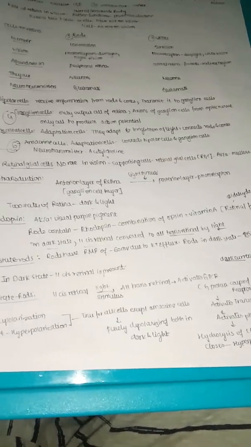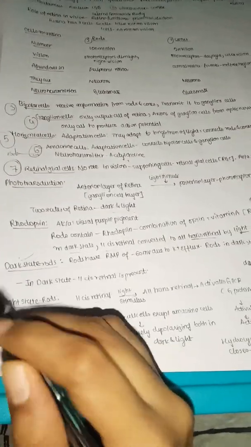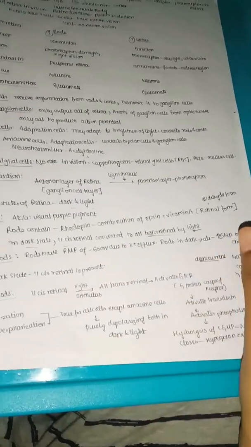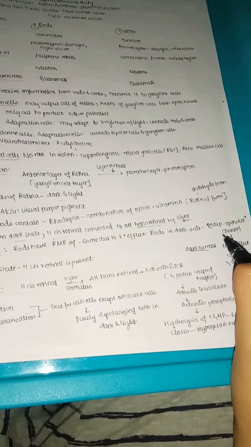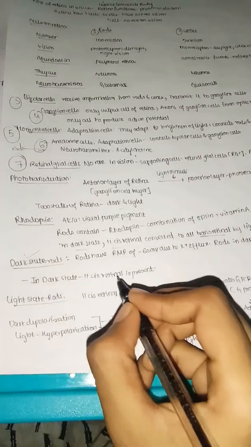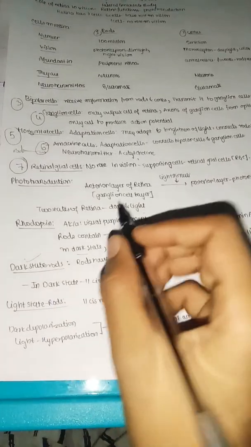So this sodium influx is called dark current because it's in a dark state. So what happens in dark state? The resting membrane potential first is -60, later because of increase in cyclic GMP, sodium channels open, sodium influx, so there is depolarization. So in dark state the 11-cis retinal is present. Very important, as we discussed before, in dark state 11-cis retinal is present.